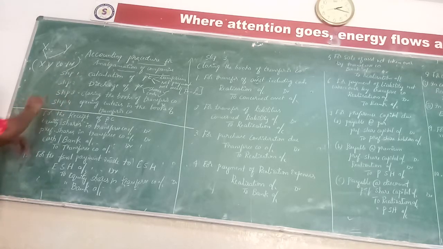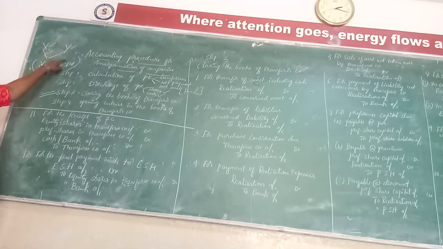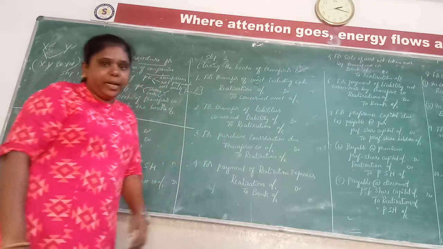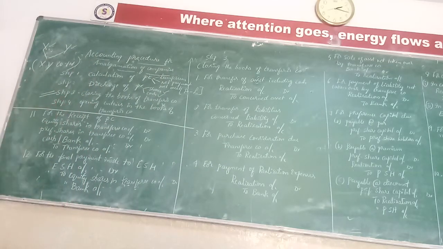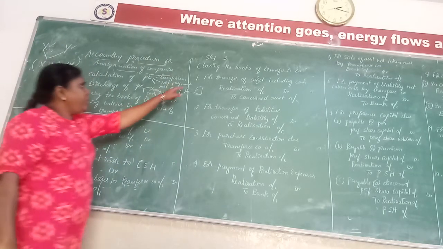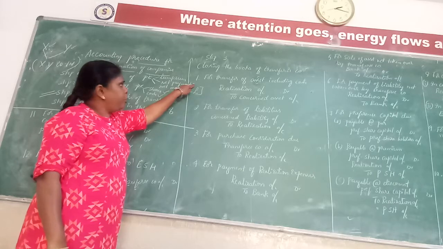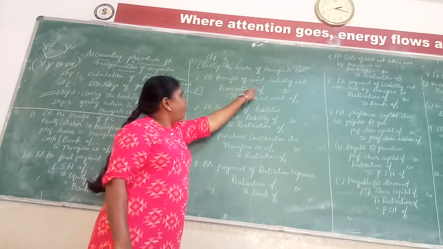After calculating these two steps, which were already explained in the previous video, come to step number 3. This is very important. The major portion of amalgamation of companies is covered under this step, that is closing the books of the transferor company. If X company is closing down and Y company is closing down, we have to close the books of X company as well as Y company. You have to pass journal entries or prepare ledger accounts in order to close the books of the transferor company. The first journal entry you need to pass is for transfer of assets including cash.